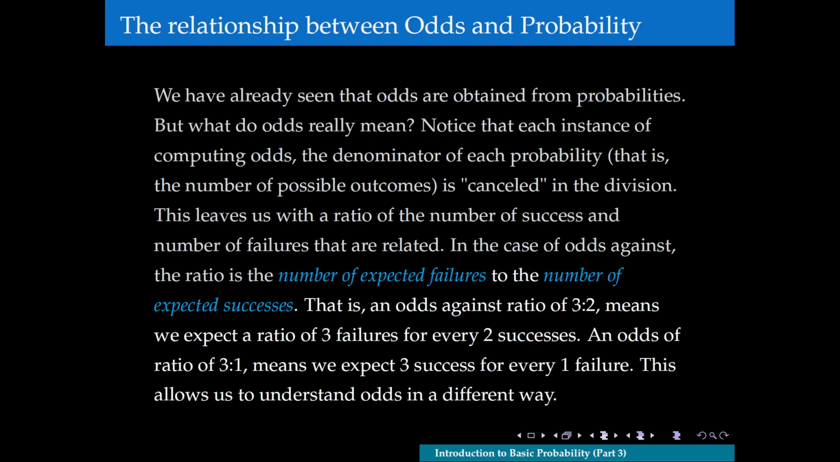Similarly, on odds in favor, odds for being 3 to 1 means that we expect 3 successes for every 1 failure. Okay, and again, remember that we're talking about the number of expected successes versus the number of expected failures. Now, this kind of gives us a deeper understanding for odds, and we can actually think of it in a different way.